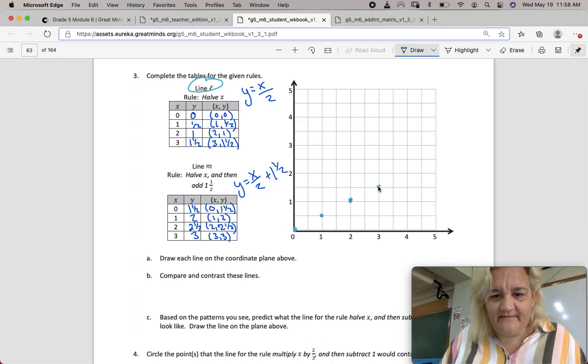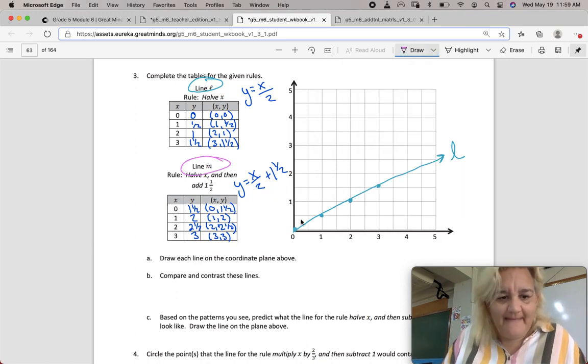3 and 1 and a half. Okay, so there's that line, and we're calling that one L. And then this one I'm going to make, let's go pink. Why not? We never go with pink. Line M: 0 and 1 and a half is here, 1 and 2 is here, 2 and 2 and a half is here, and 3 and 3 is there.